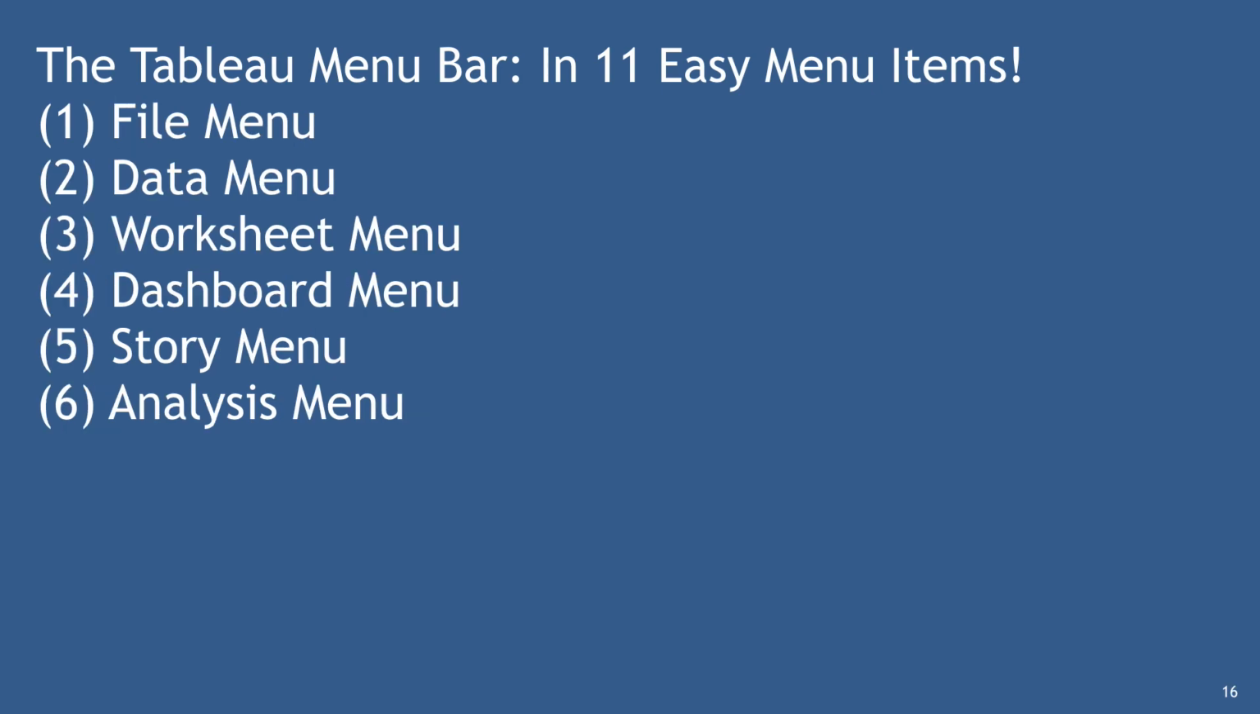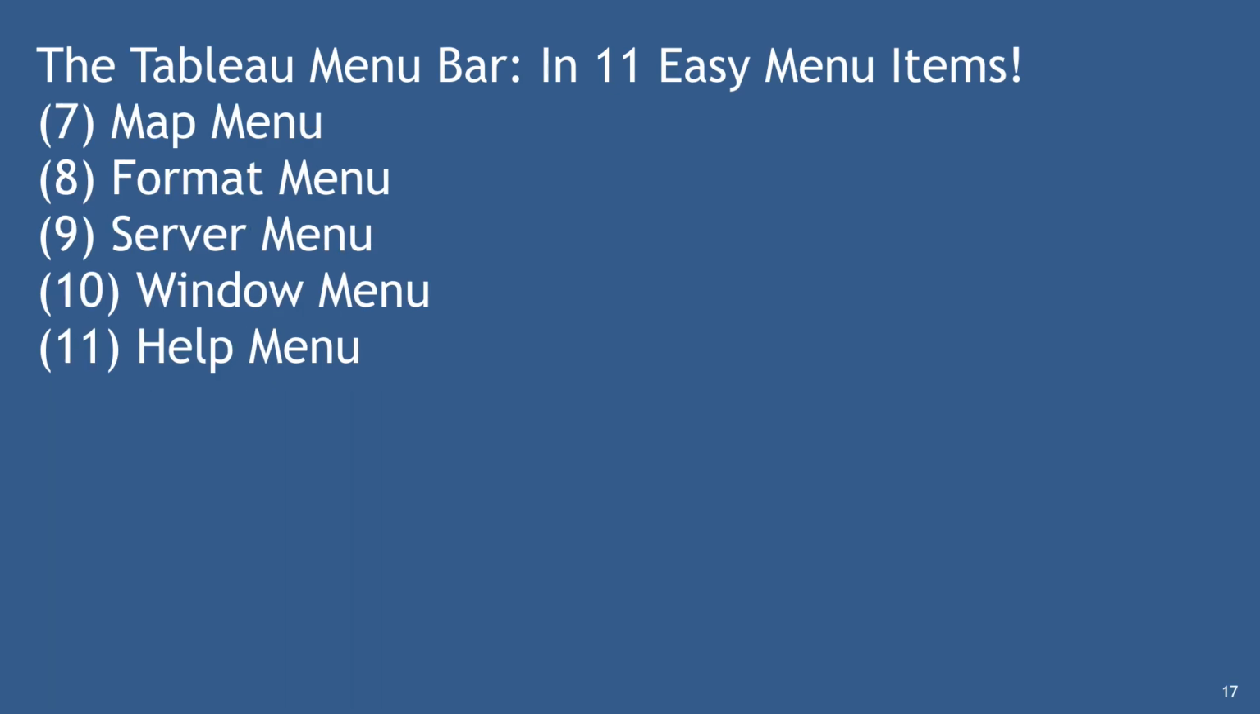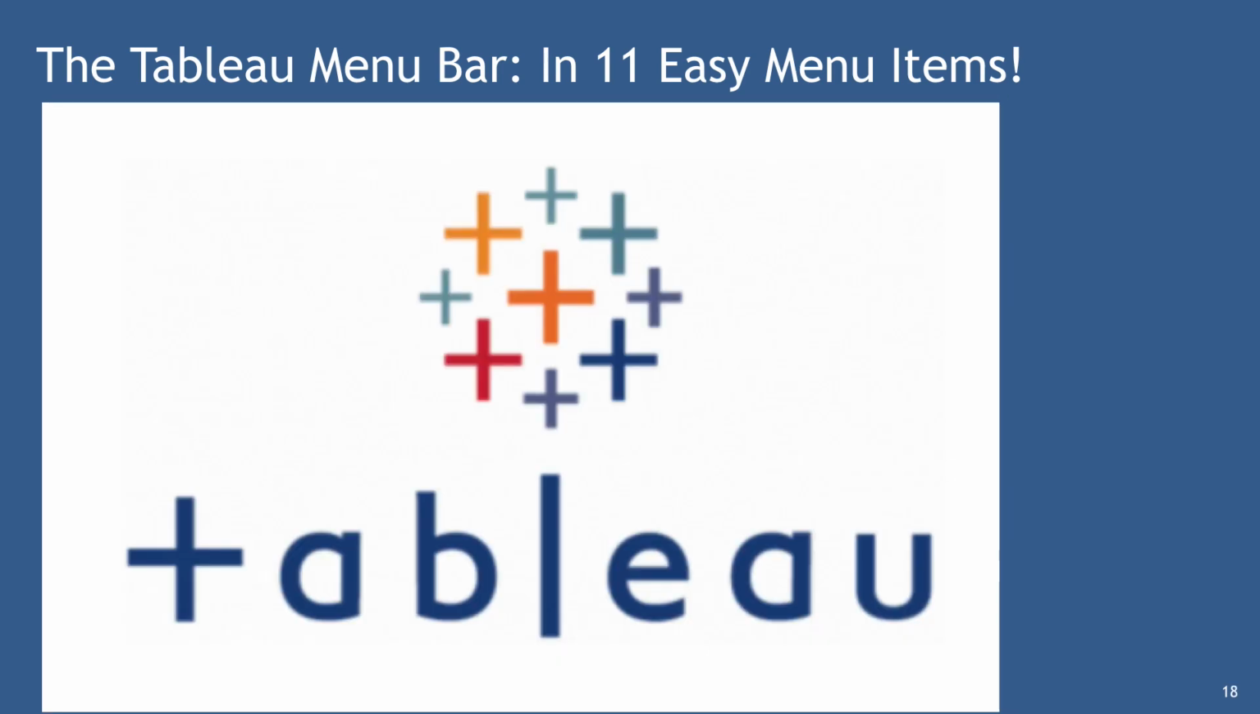So again, your 11 easy menu items that we just went over: File, Data, Worksheet, Dashboard, Story, Analysis, Map, Format, Server, Window, and Help.